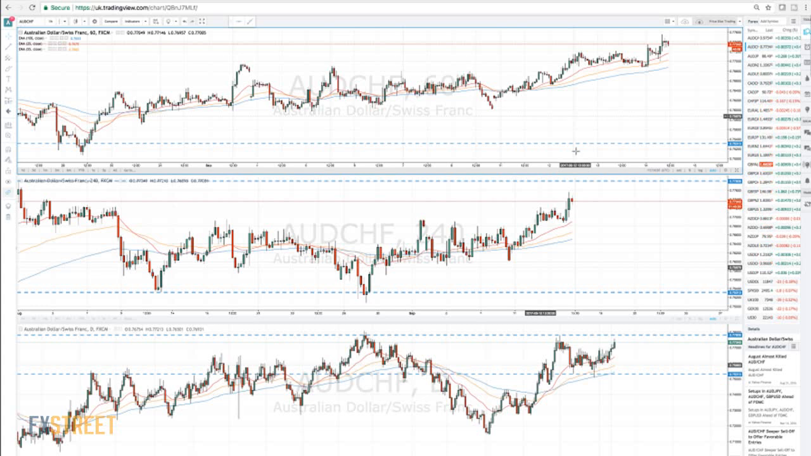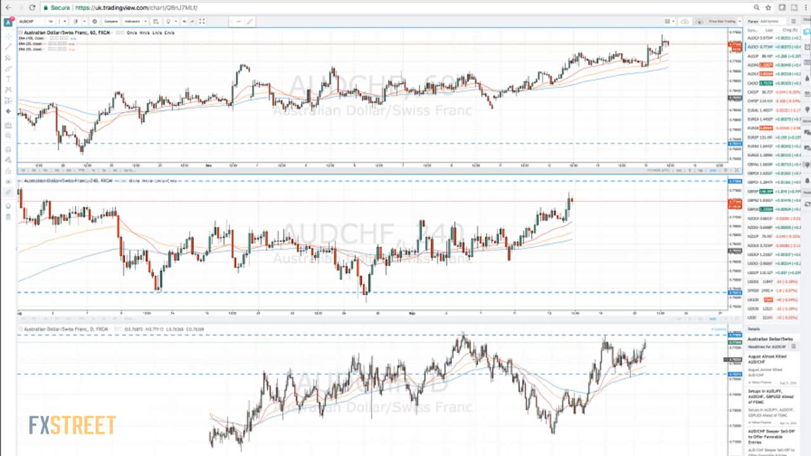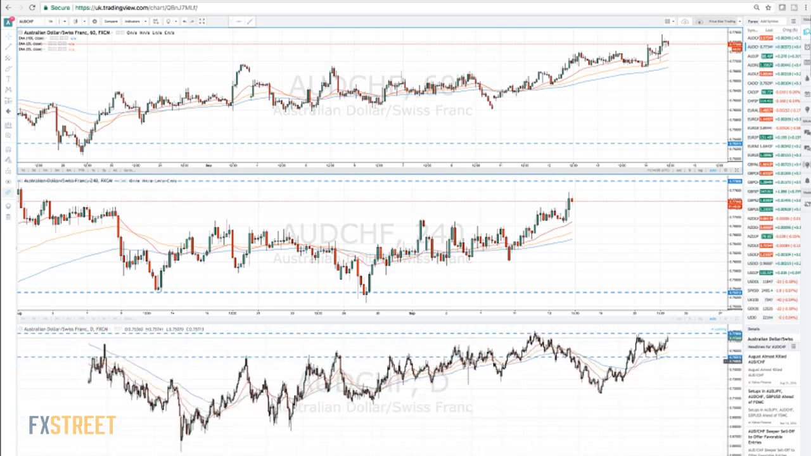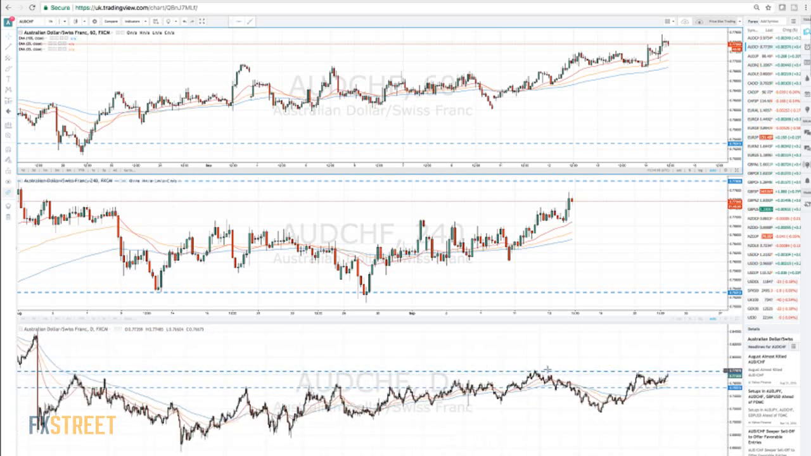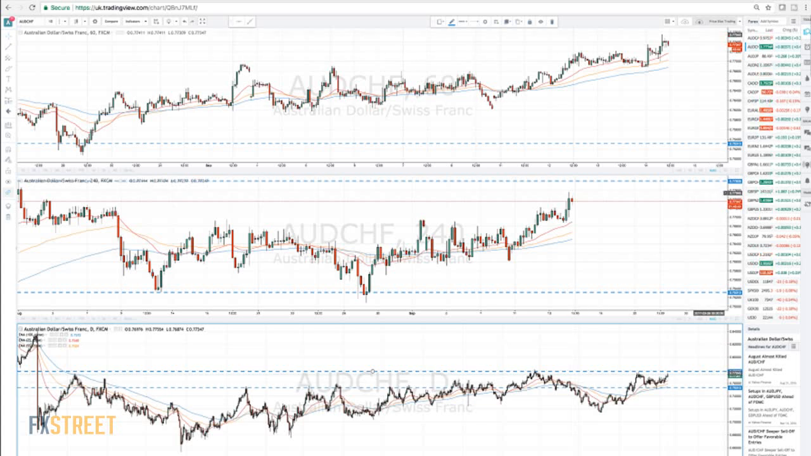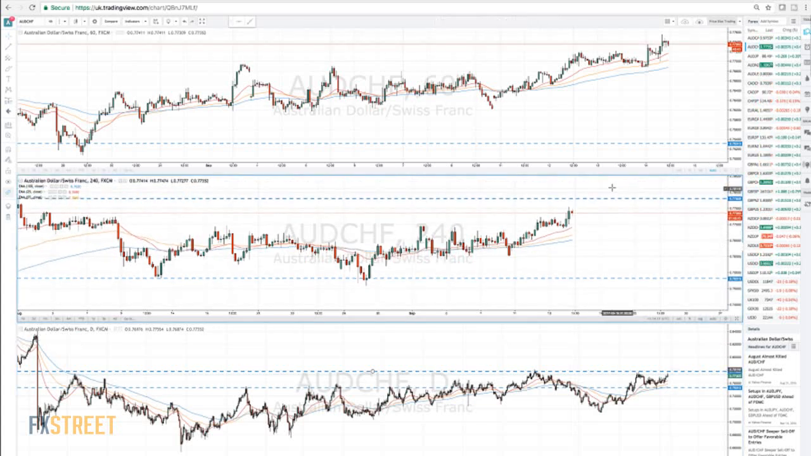So looking at the Aussie franc, we're stuck in the middle of the range right now. I personally don't know what to do here. If I look at this, I think it potentially could break out above these highs here. But what I would like to see is I'd like to see the market break and hold above the level.